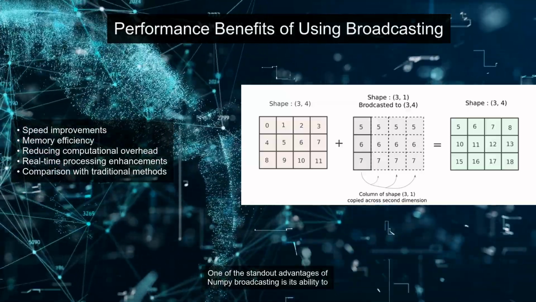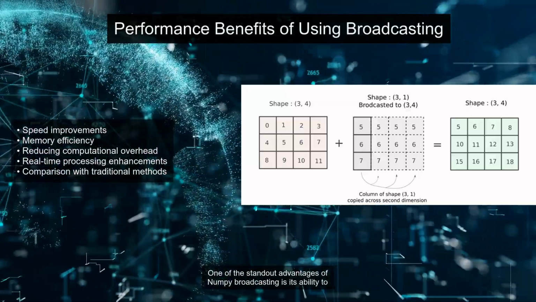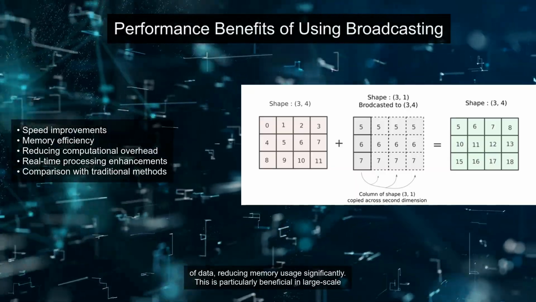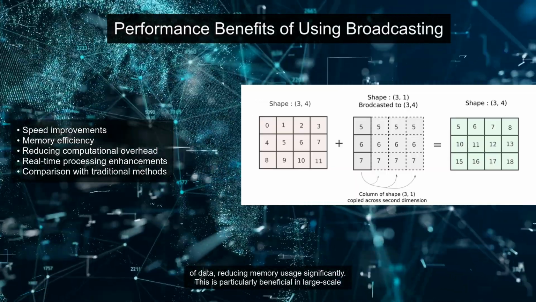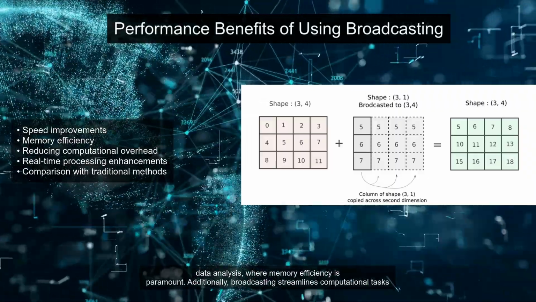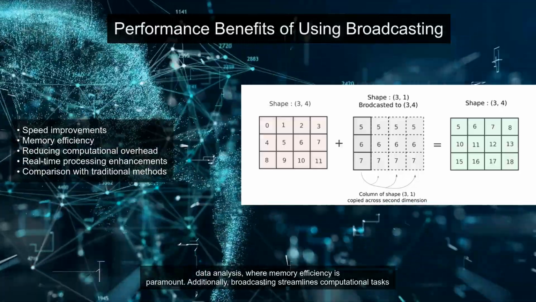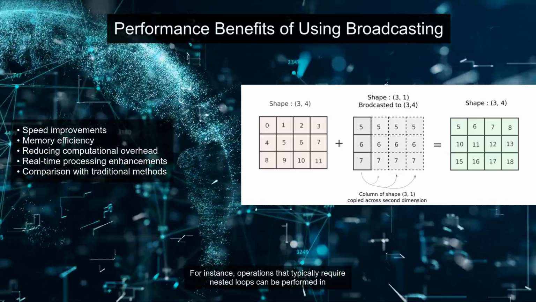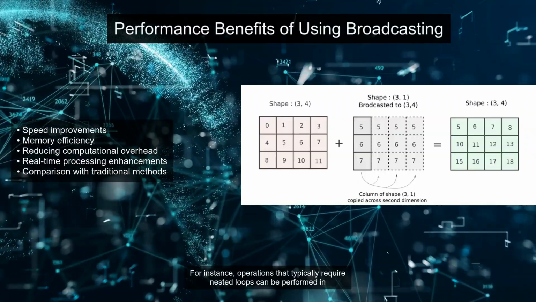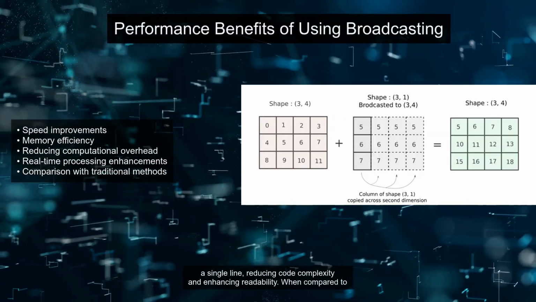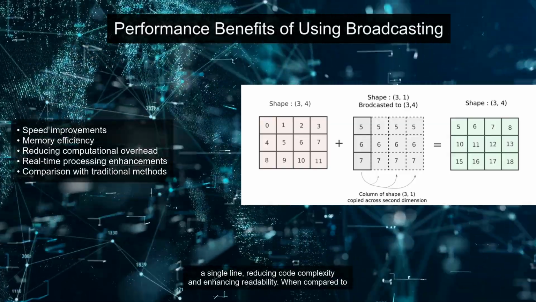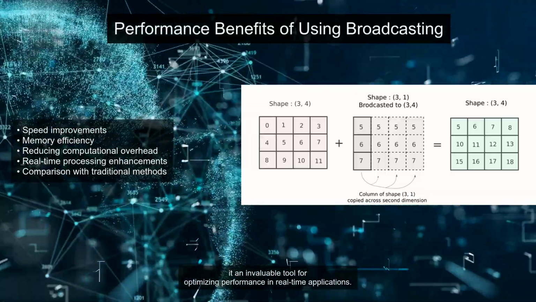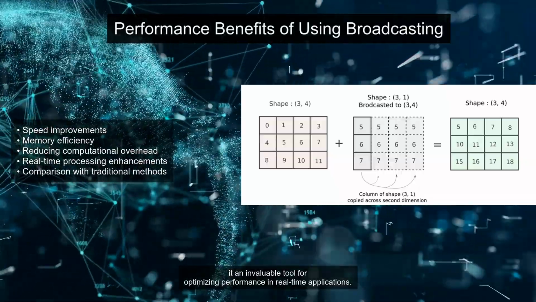One of the standout advantages of Numpy Broadcasting is its ability to enhance performance. Broadcasting allows you to perform operations without creating unnecessary copies of data, reducing memory usage significantly. This is particularly beneficial in large-scale data analysis, where memory efficiency is paramount. Additionally, broadcasting streamlines computational tasks by eliminating the need for explicit loops, leading to faster execution times. For instance, operations that typically require nested loops can be performed in a single line, reducing code complexity and enhancing readability. When compared to traditional methods, broadcasting offers a more efficient approach to data processing, making it an invaluable tool for optimizing performance in real-time applications.